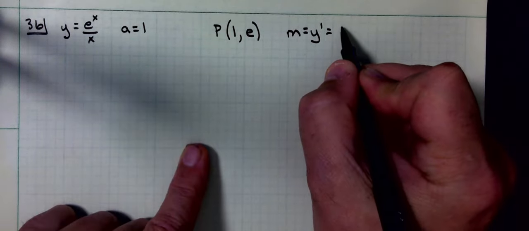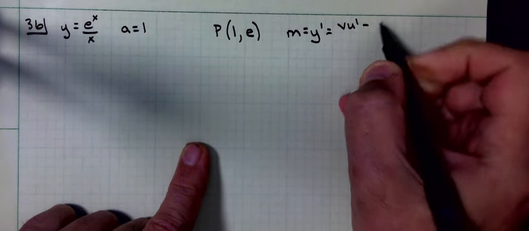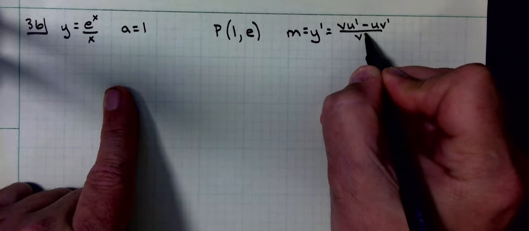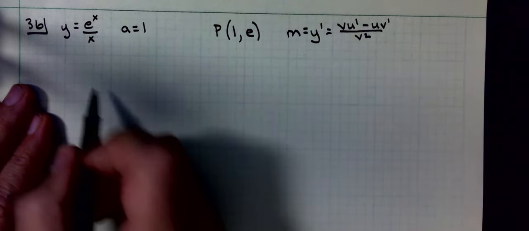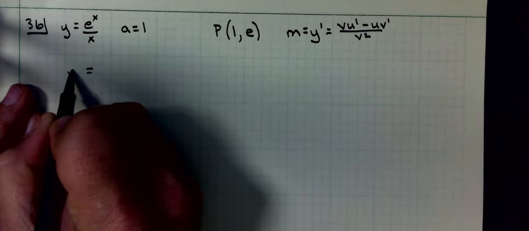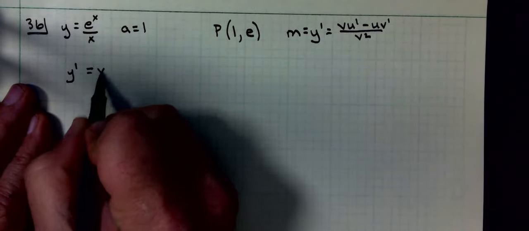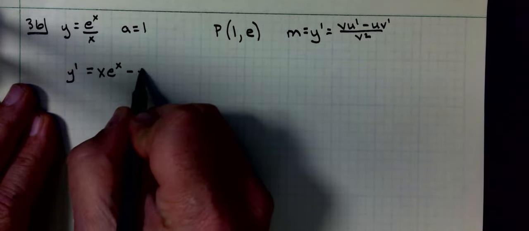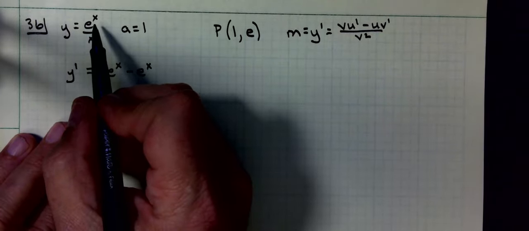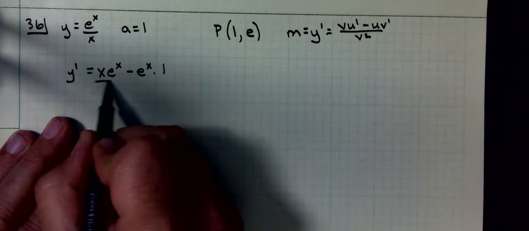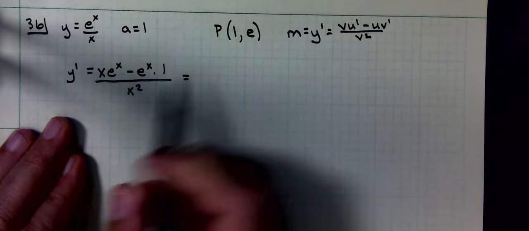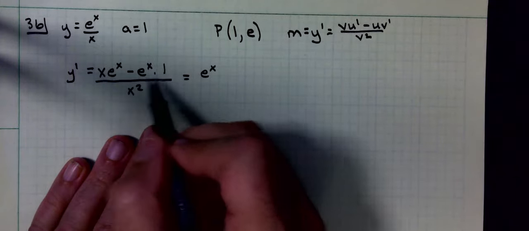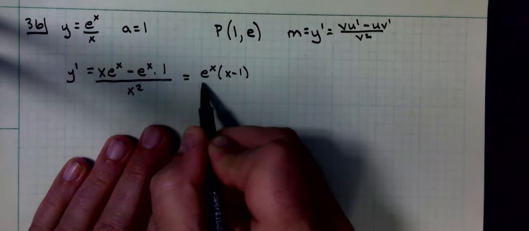And that derivative is low d high minus high d low, over low squared. We end up with x, derivative of the numerator, e to the x, minus the numerator, e to the x, times the derivative of the denominator, over the denominator squared. Then pull an e to the x out of both of these. I have e to the x times x minus 1 over x squared.